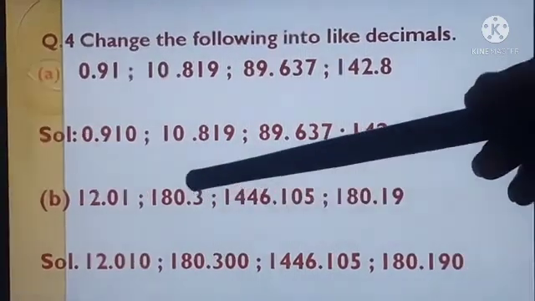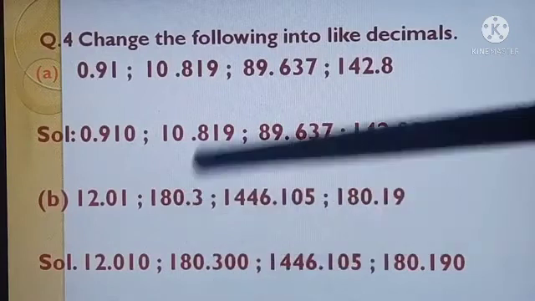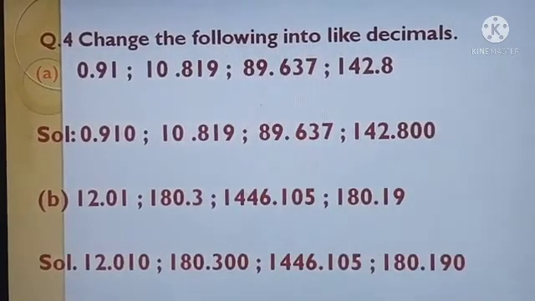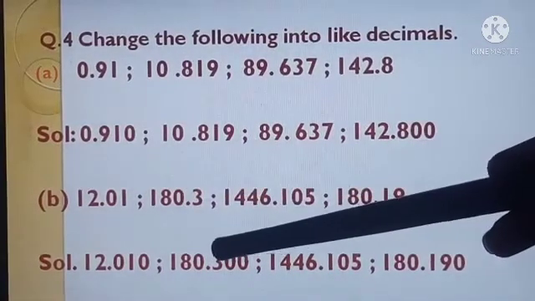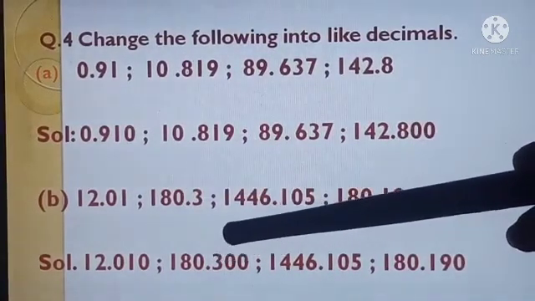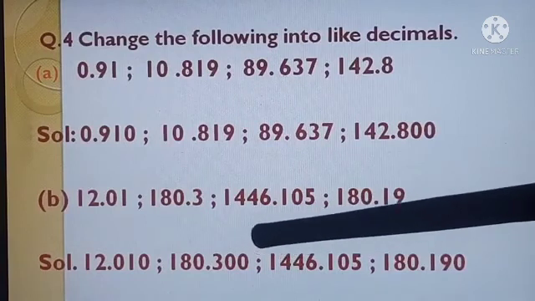180.300. बेटा ये नंबर और ये नंबर सेम है, कोई चेंज नहीं है. We are writing only the zero outside. 3 10th place पे था और अभी भी 3 10th place पे है. We have not done any change. Understood? Only we are making this like decimals.